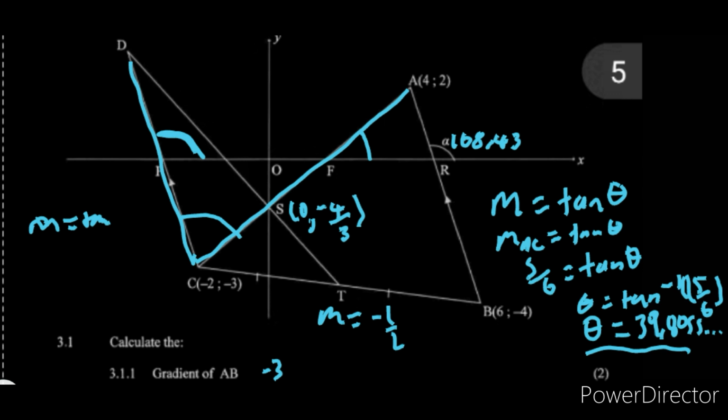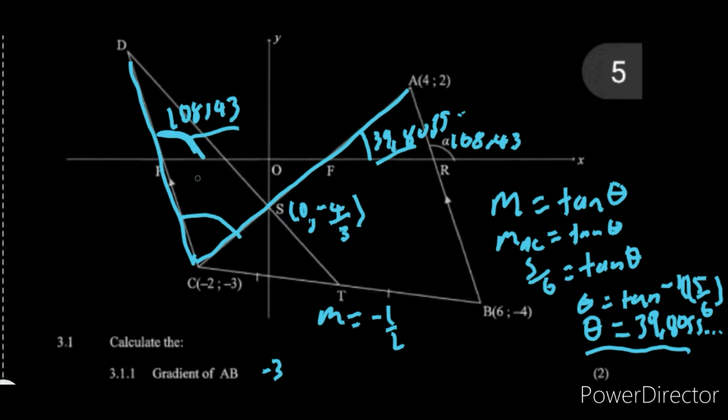So we're going to have 108.43. So all you have to do is subtract, because this one is 39.8055 continuous. So when you subtract these two, you'll get the answer of this exactly. So what you do is just subtract the smaller one from the bigger one.